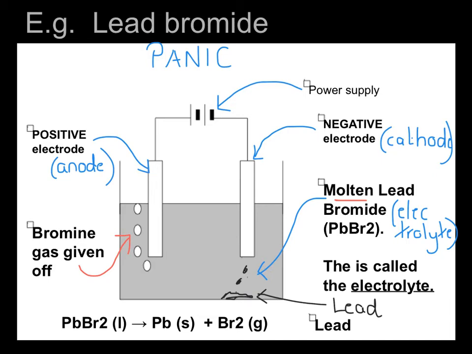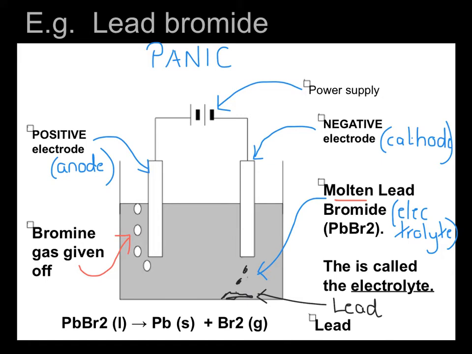So like I said, it's really important to remember that they always break down in the same way, and the state symbols here are important as well. They will break down to form the metal at the cathode and the non-metal gas at the anode. And your exam paper will ask you for observations for lead bromide at the anode and the cathode, but we're going to come to that in a bit more detail just now.